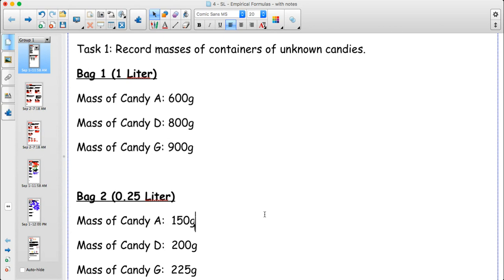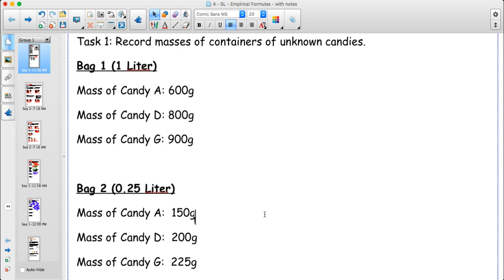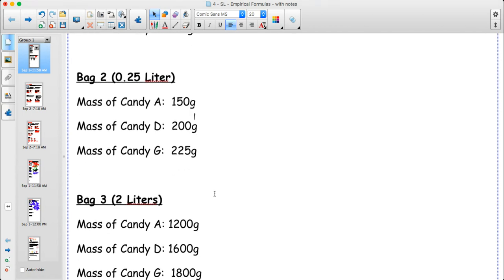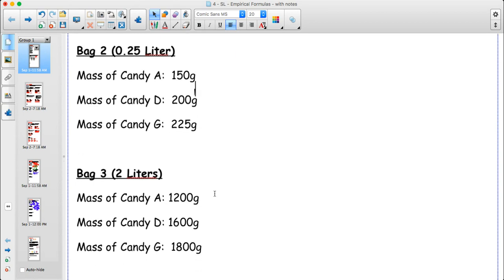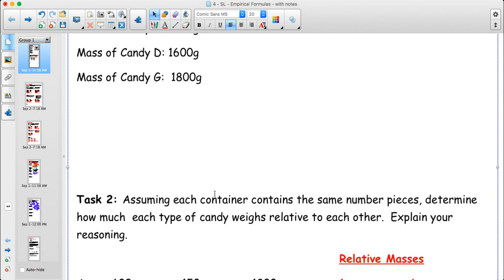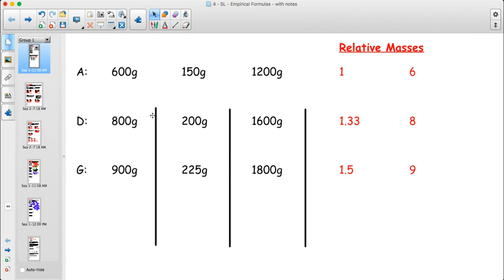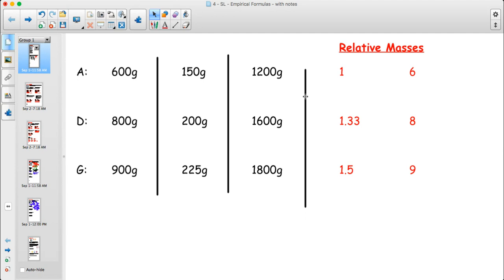So if this was the case, you're comparing these three bags and these three different candies, it seems like no matter what size of bag, the volume of the bag, the masses of the different candies have the same relative masses compared to one another. The ratios, how their masses compare, are always the same. And so from that, you might say to yourself, well, we've got A, we've got D, and we've got G. And if we want to compare these ratios and simplify them, the best way to do that is to divide every mass by the smallest mass.